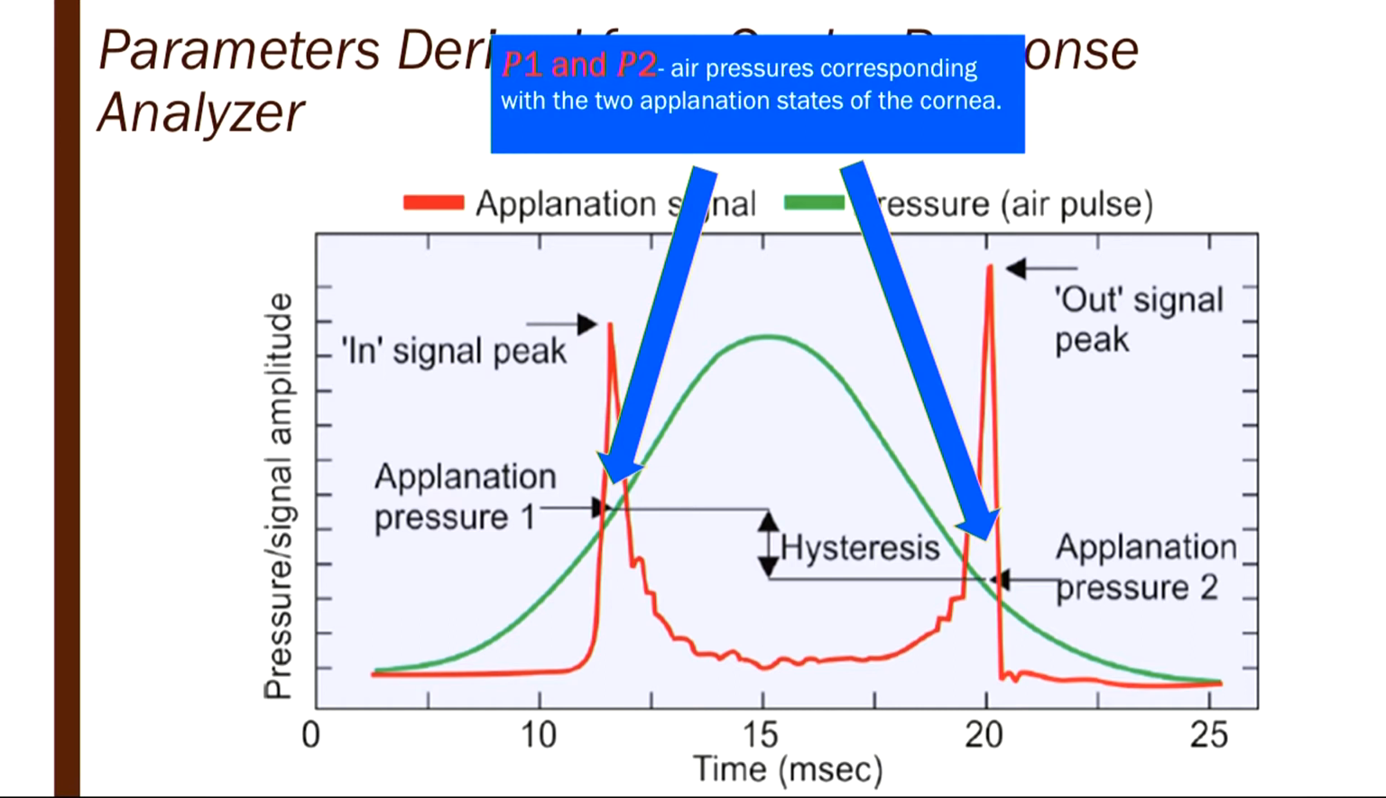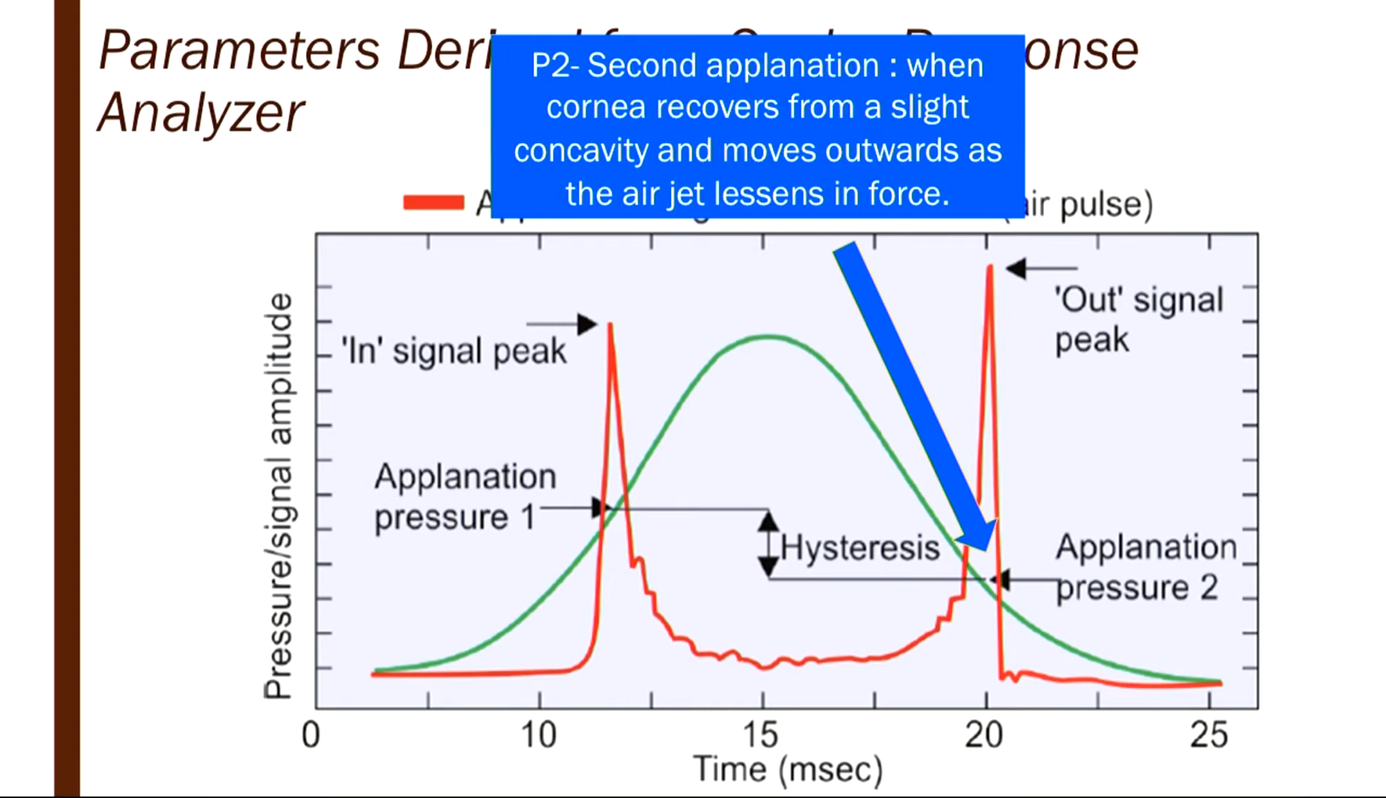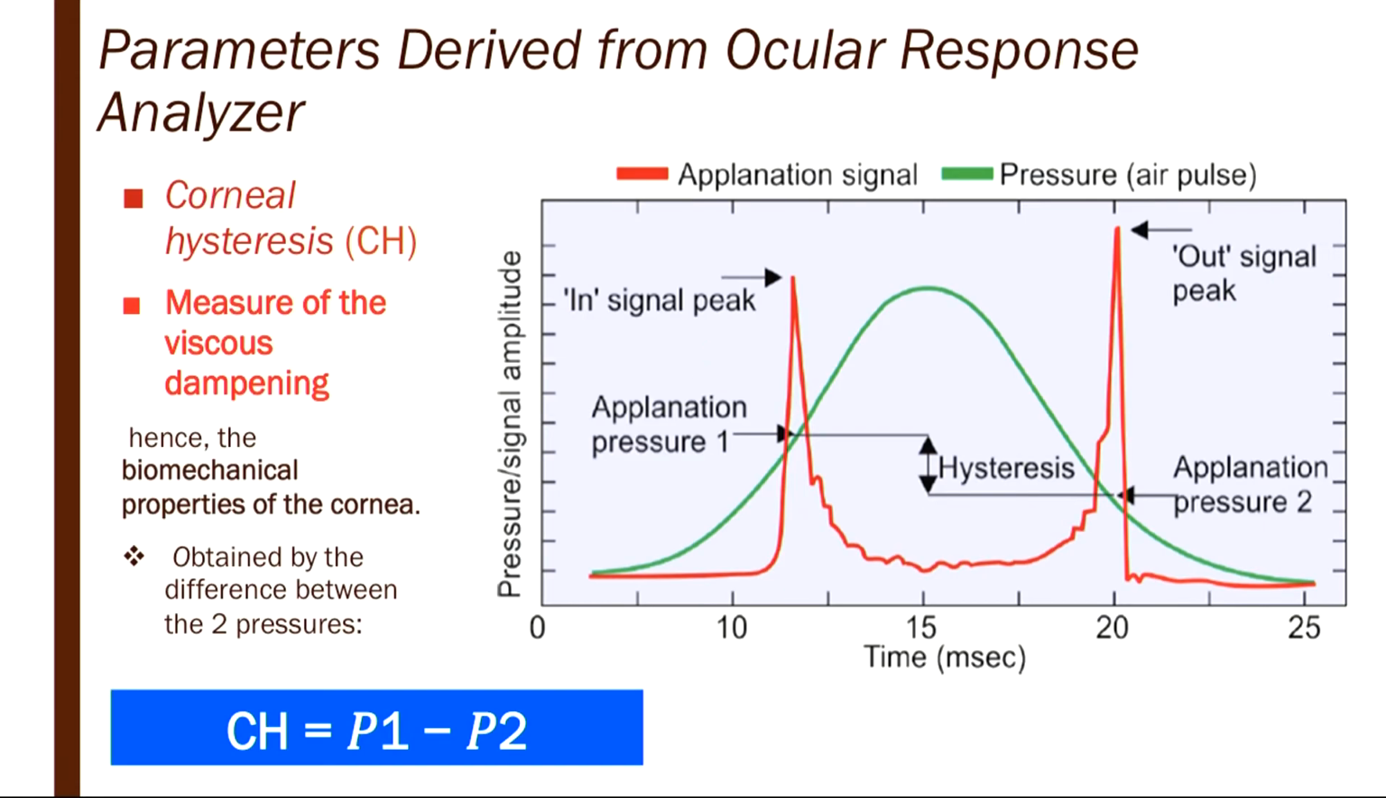So this corresponds to P1 and P2, which are the air pressures corresponding to the two applanation states of the cornea. And like I said, P1 is the first applanation when the air jet flattens the cornea as the cornea bends inward, and P2 is the second applanation when the cornea is recovering after going beyond the applanation point, and then it's recovering back again. So these are the things which we use to derive the biomechanical parameters.